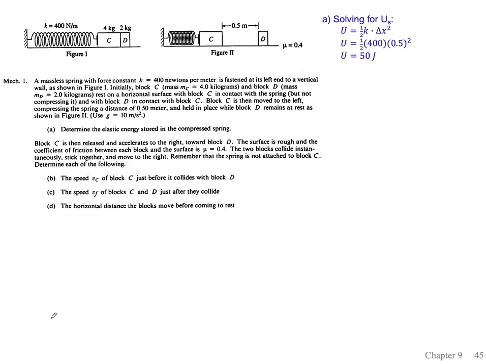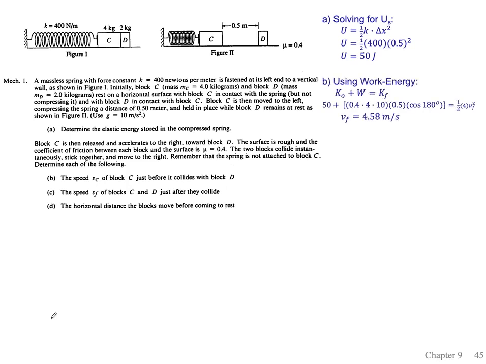Now, block C is released and it accelerates to the right towards block D. The surface is rough and the coefficient of friction between each block and the surface is 0.4. The two blocks collide instantaneously and stick together, so we have an inelastic collision, and move to the right. Remember, the spring is not attached to block C. Determine each of the following. The speed of the block just before it collides with block D.